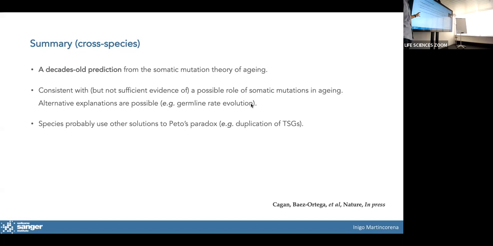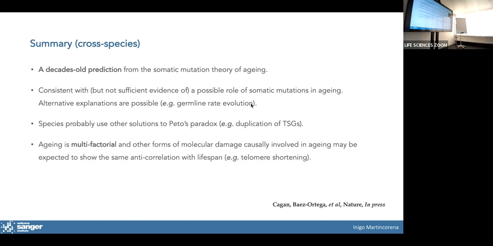How different species of different sizes avoid cancer is only partially answered by somatic mutations. We are seeing that very large species like giraffes or cows have low mutation rate because they also have long lifespans, but because we are not seeing an effect of body size beyond lifespan, then they must have other solutions like duplicating tumor suppressor genes.